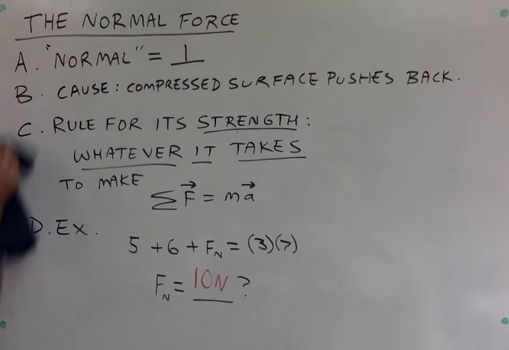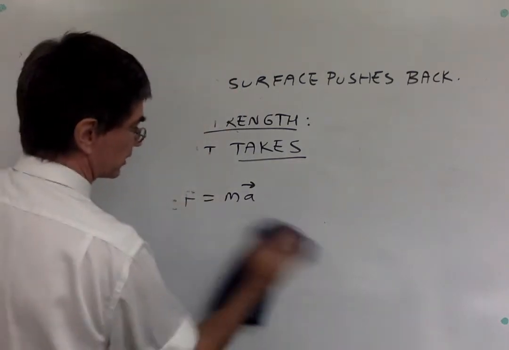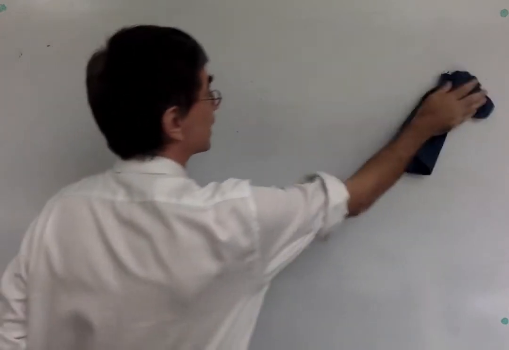All right, now we're going to do several examples that are force diagrams, not equations like this, but force diagrams. But the same idea applies. The value of the normal force is whatever it takes to make Newton's second law correct, to make Newton's second law balance as an equation.